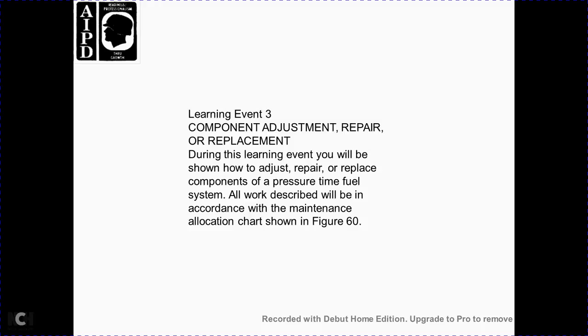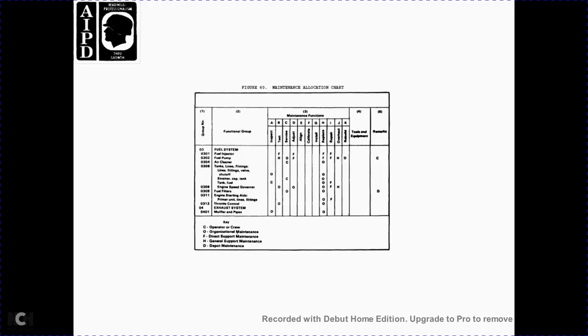Learning Event 3, component adjustment, repair, and replacement. During the learning event, you will show how to adjust and repair the components of the pressurized time fuel system. All work described will be in accordance with the maintenance allocation chart shown in Figure 60. Figure 60, maintenance allocation chart.